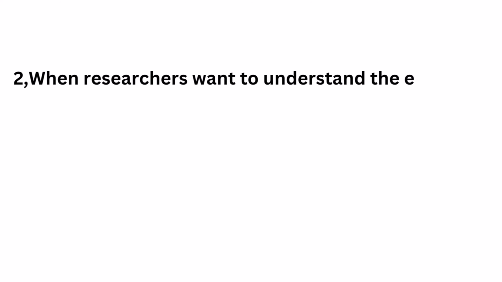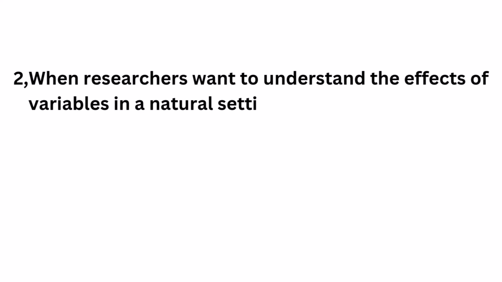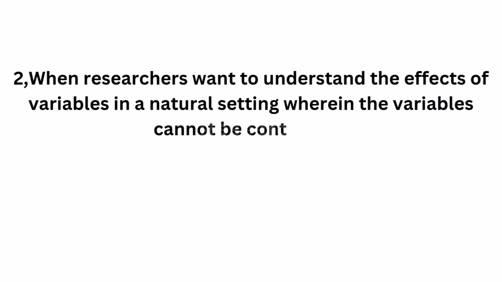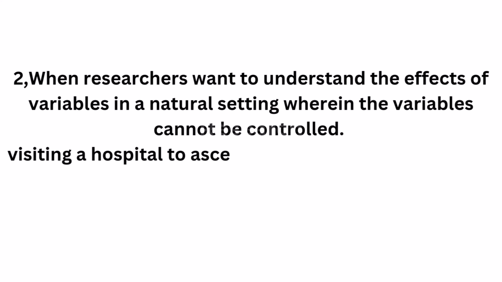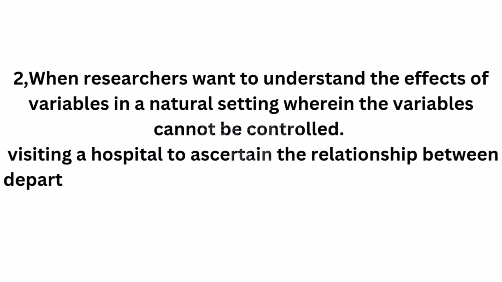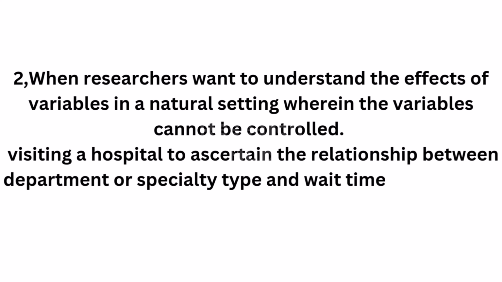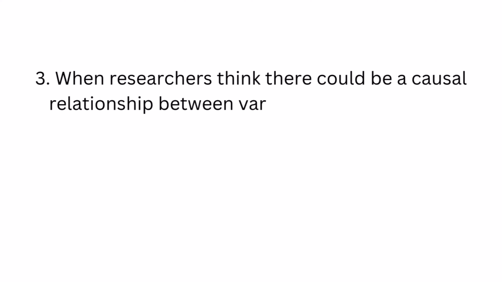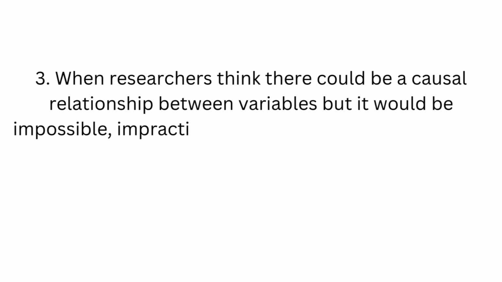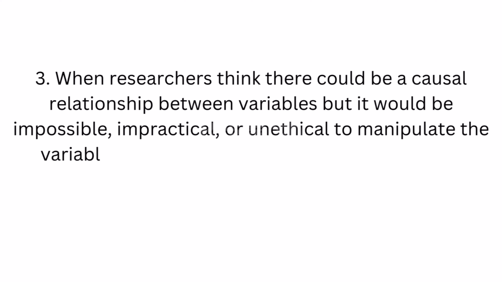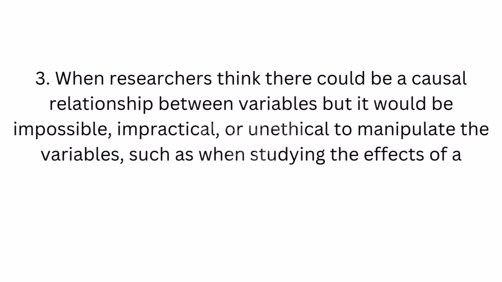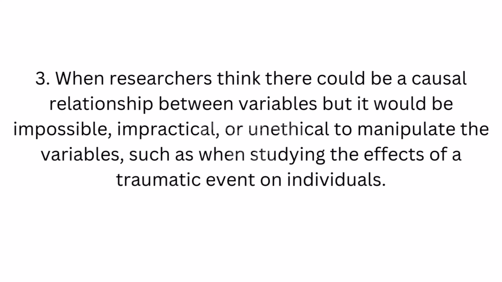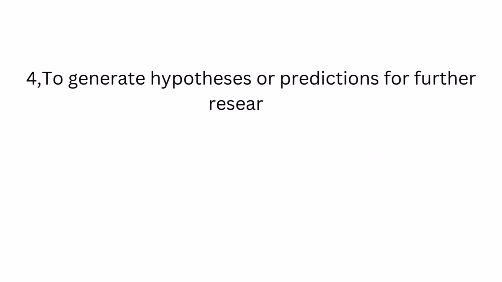2. When researchers want to understand the effects of variables in a natural setting wherein the variables cannot be controlled. For example, visiting a hospital to ascertain the relationship between department or specialty type and wait time for patients. 3. When researchers think there could be a causal relationship between variables but it would be impossible, impractical, or unethical to manipulate the variables, such as when studying the effects of a traumatic event on individuals. 4. To generate hypotheses or predictions for further research.